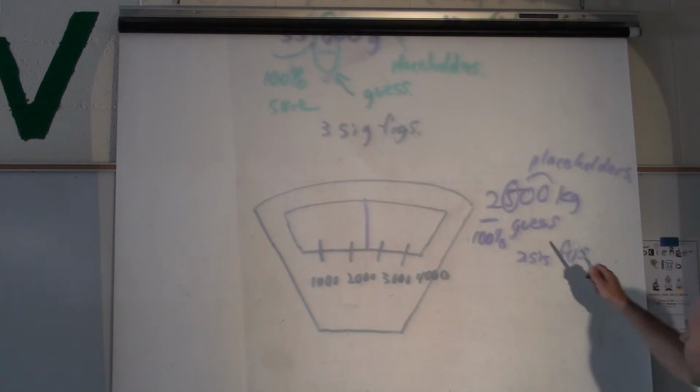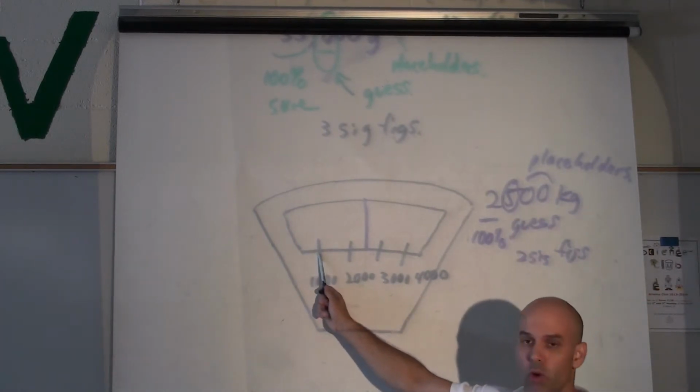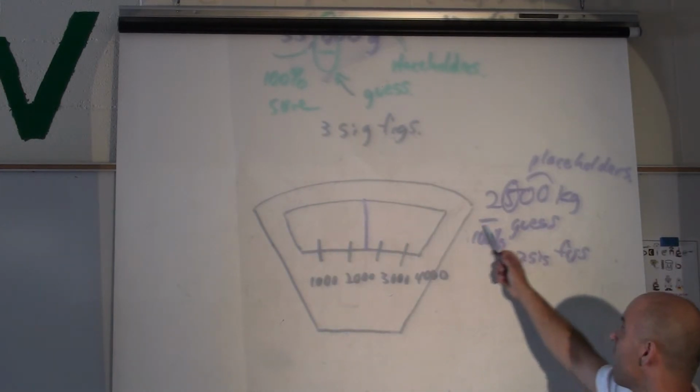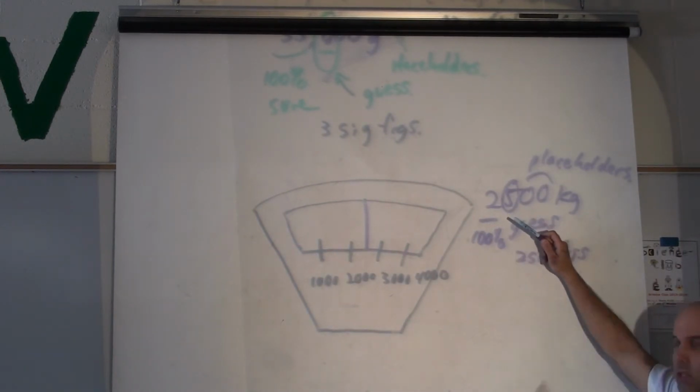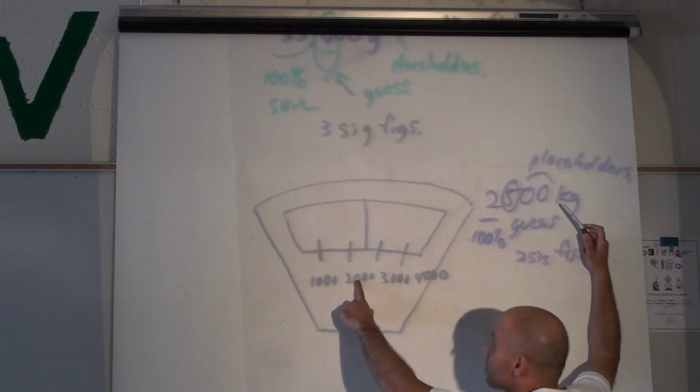But our guess was in the hundreds, right? Why? Because we're going up by 1,000, 2,000, 3,000, 4,000. That means if you're going up by 1,000, then John, you guess to the hundreds. So that's your guess.